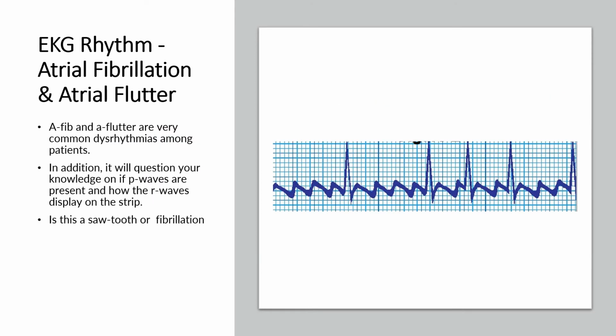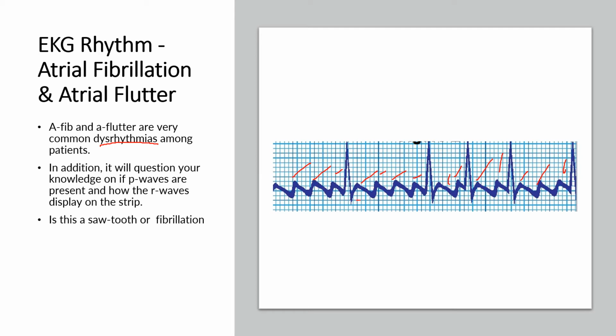So your AFib, we just discussed that, and your A-flutter are among the most common dysrhythmias in patients. Look at this. There's something going on again with our P's. There should only be one P before an R.